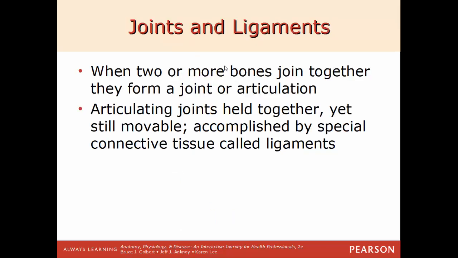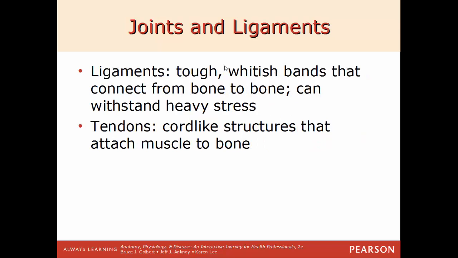Right, now we'll talk about joints and ligaments. When you have two or more bones joining together, they form a joint, or the formal name is articulation. Articulating joints are held together, but they are still movable, and this is done by connective tissue called a ligament. Ligaments are very tough, very strong, whitish bands of connective tissue that connect bone to bone, and these can withstand pretty heavy stress.